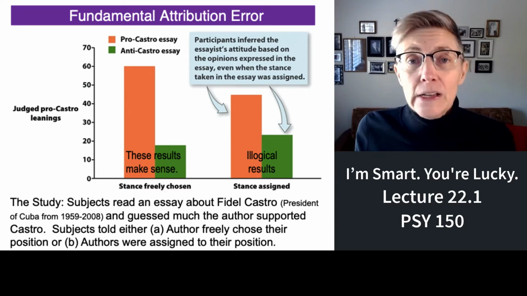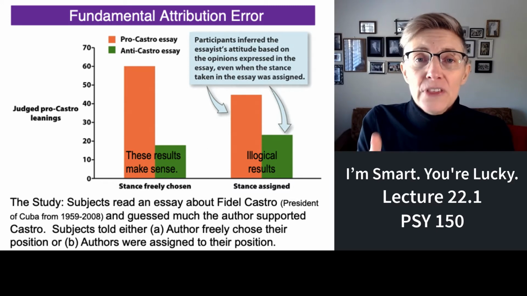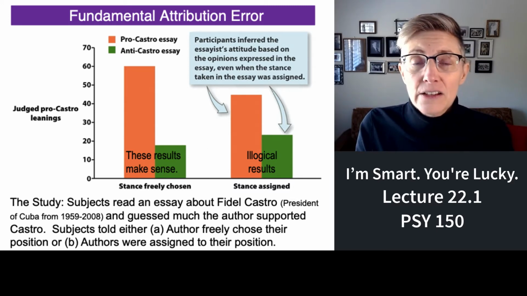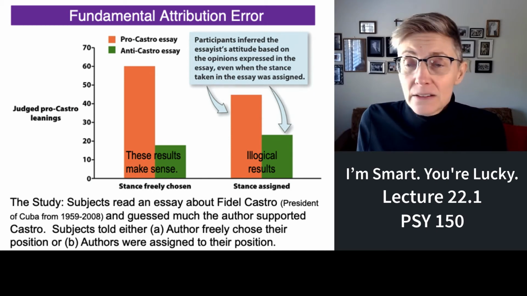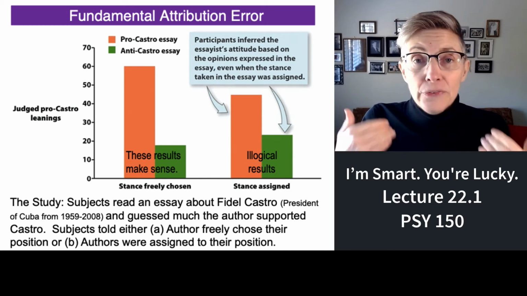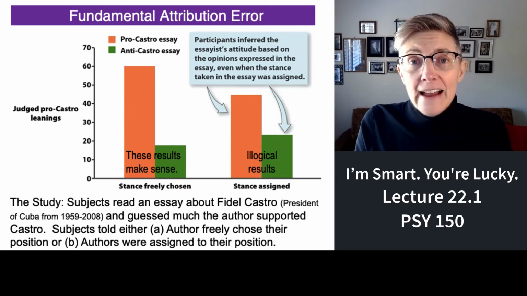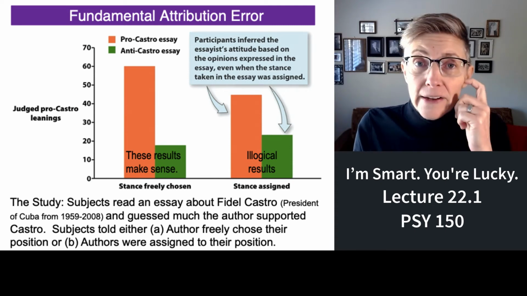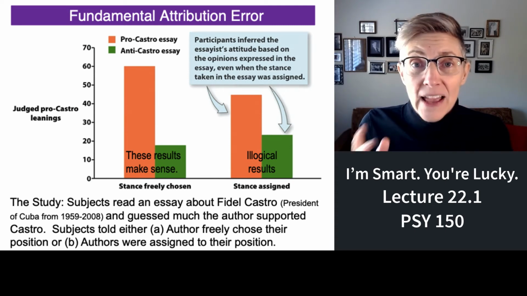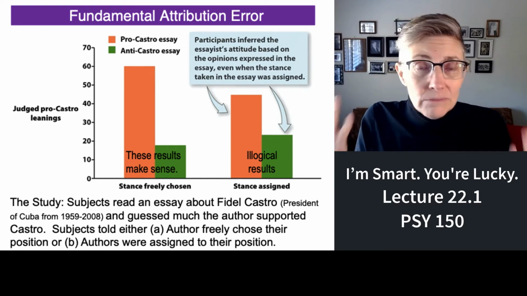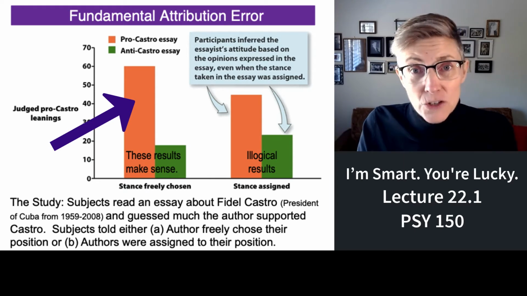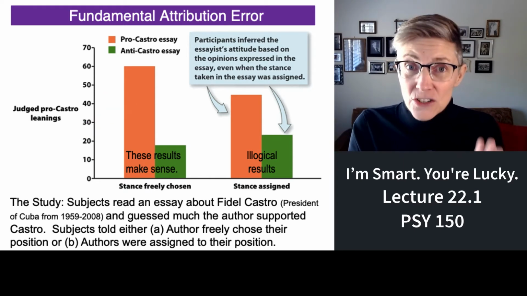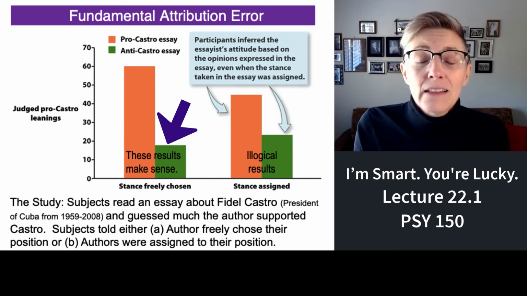And then after you read it, the experimenter says, what do you think the author of that essay that you just read believes? And not surprisingly, if the subjects are told that the authors picked whether they were going to write a pro or anti-Castro essay, then people quite logically said, oh, they picked a pro-Castro essay. I guess they like Castro. Or they picked an anti-Castro essay to write. They must not like Castro.